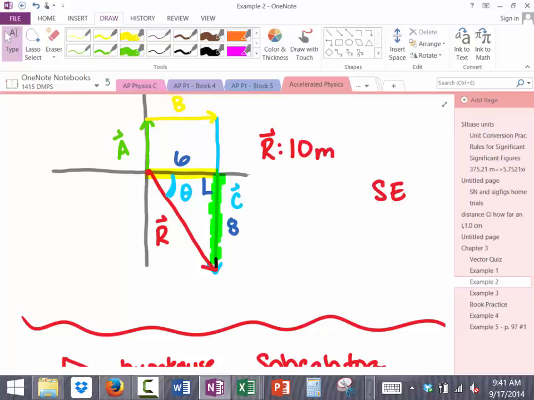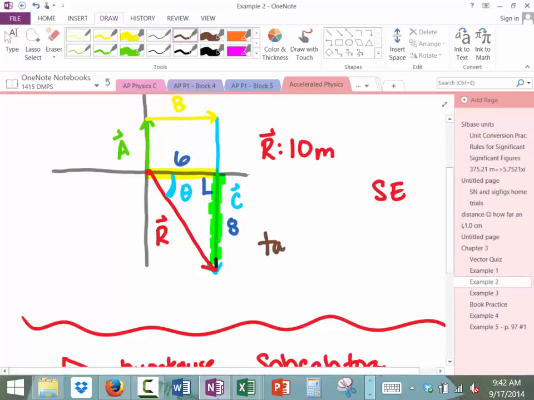When you say a function that uses opposite and adjacent, the function is going to be tangent, right? So just one step at a time. The tangent of theta is equal to the opposite divided by adjacent.